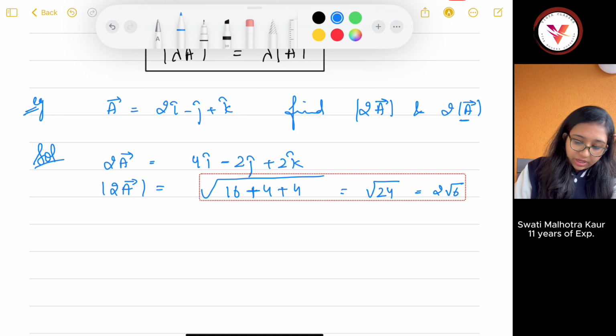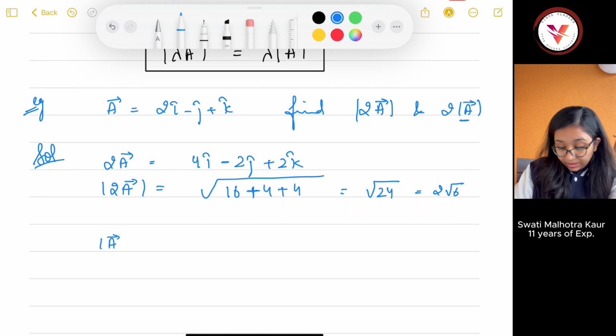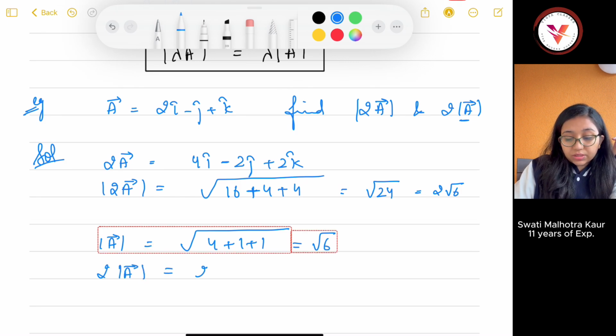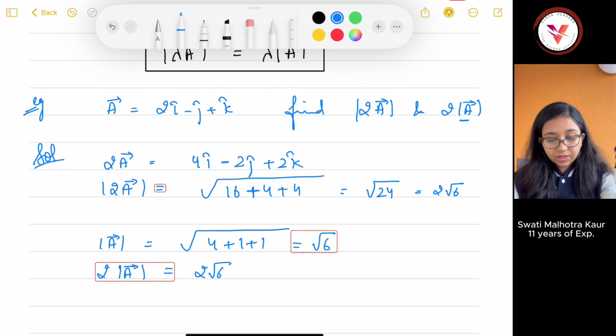Now what we can do, first we take the magnitude and then multiply by 2. So the magnitude of the vector is what? 2 squared plus 4 plus 1, which is root of 6, and then if you multiply by 2, what do you get? 2 root 6. So it's one and the same thing.